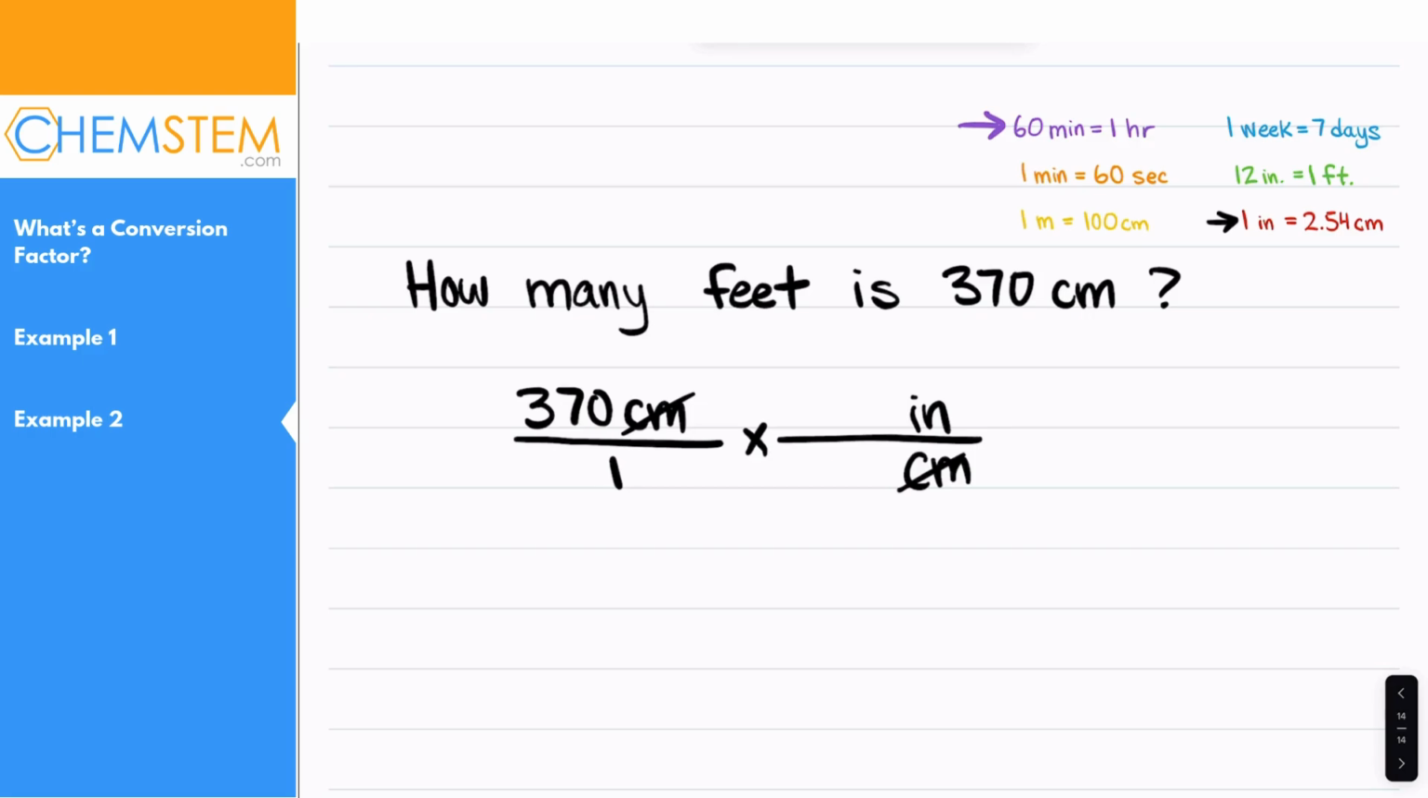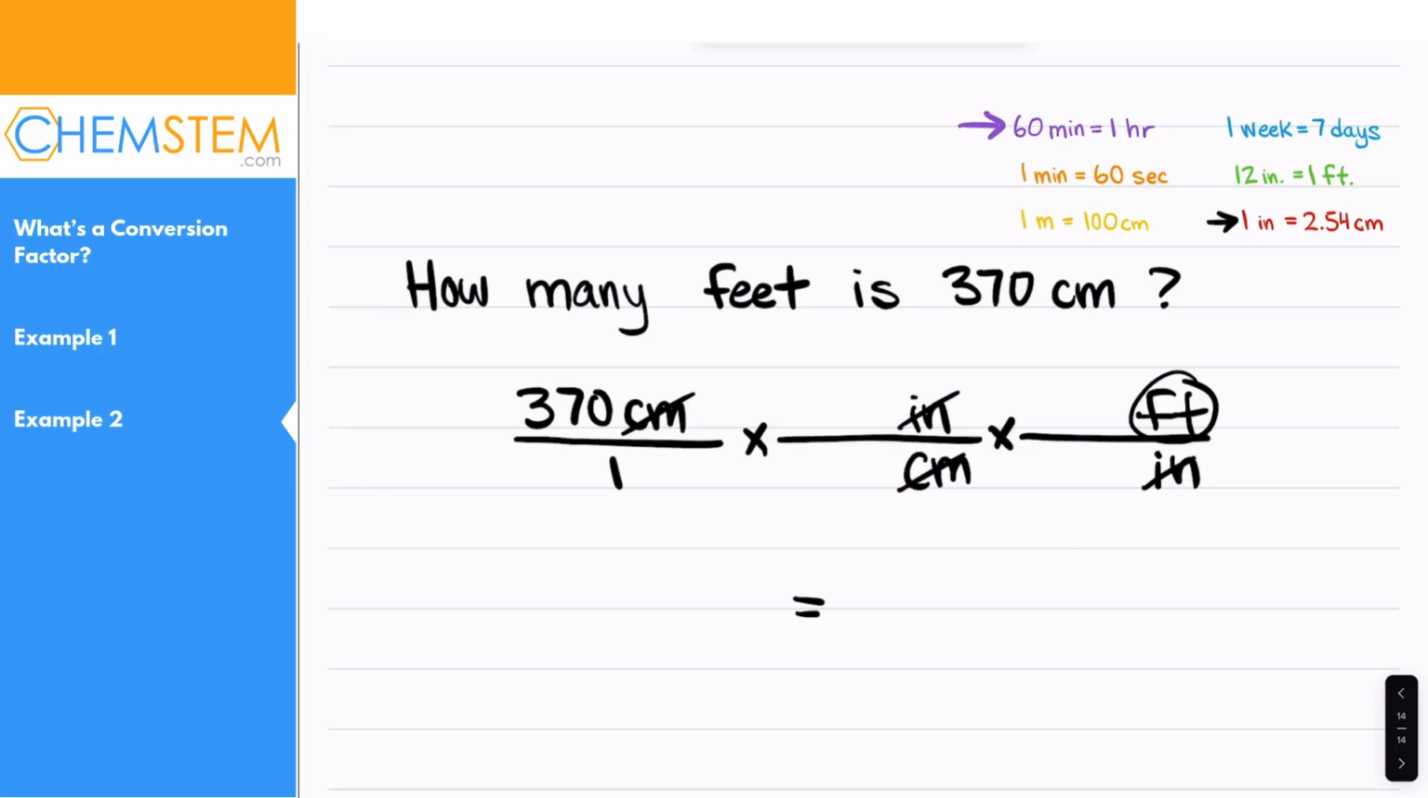So centimeters are gone. If I stopped this question here, I would just be converting to inches. We've got to go one more step. So since inches is not canceled yet, we can put that in the denominator and then go from inches to feet. Get rid of inches, circle feet, and that tells me that my problem is going in the right direction. Centimeters cancel, inches cancel, feet do not.